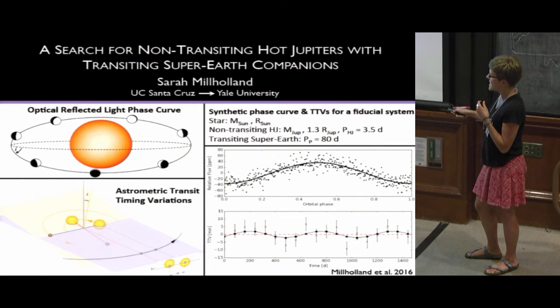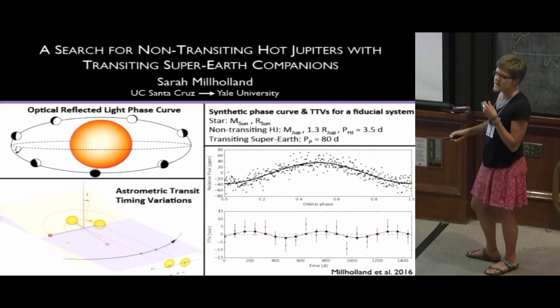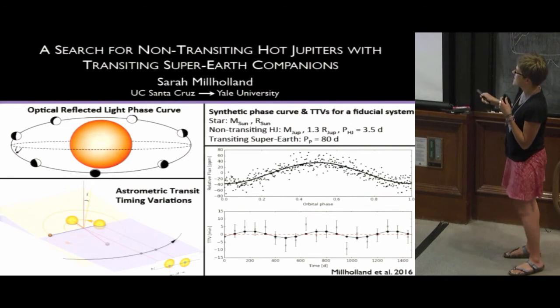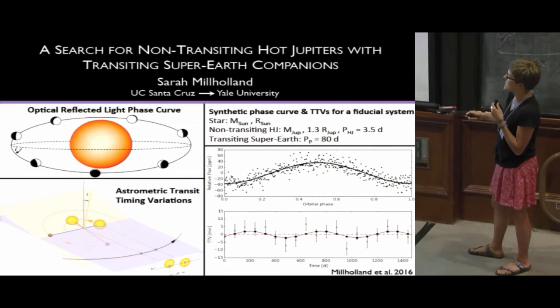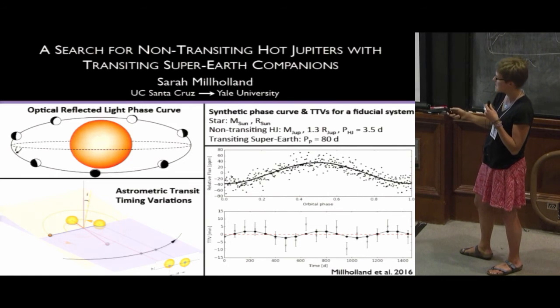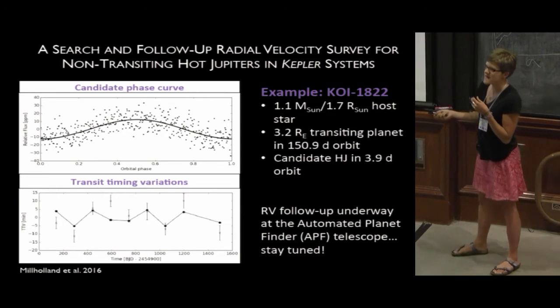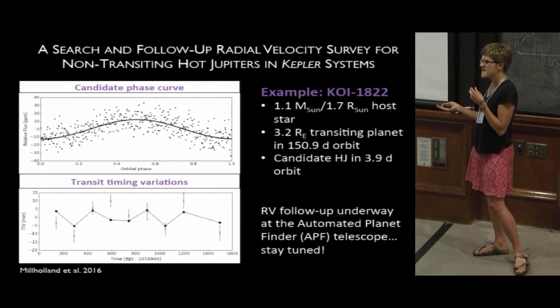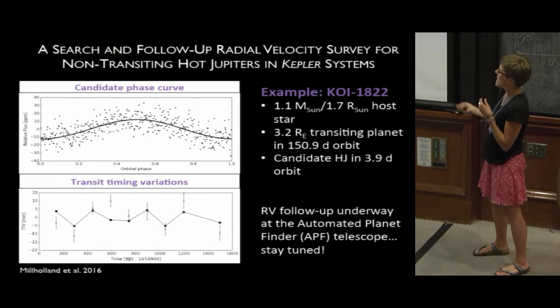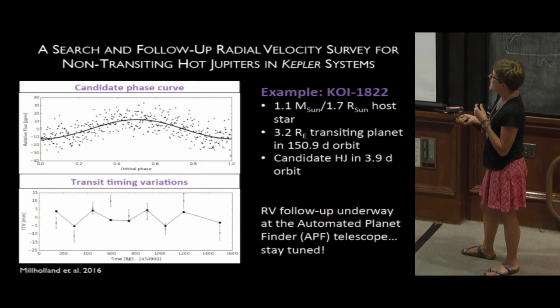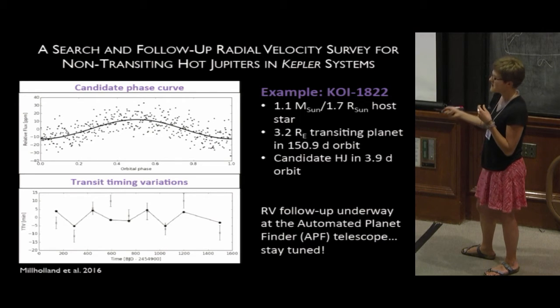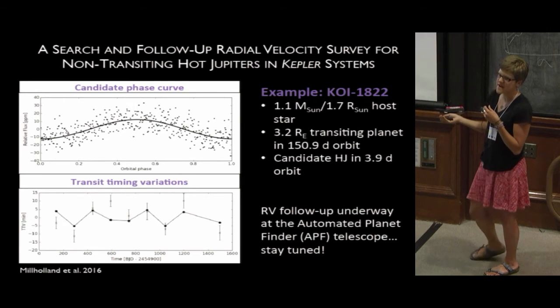So the transiting planet is orbiting a moving target. The TTV signal shown here in synthetic Kepler data for a fiducial system is on the order of a few minutes. Next slide, please. I conducted a search for these non-transiting hot Jupiter candidates in Kepler systems of transiting super-Earths and found several candidates. KOI 1822 is presented in the paper, but it's just one of our candidates.